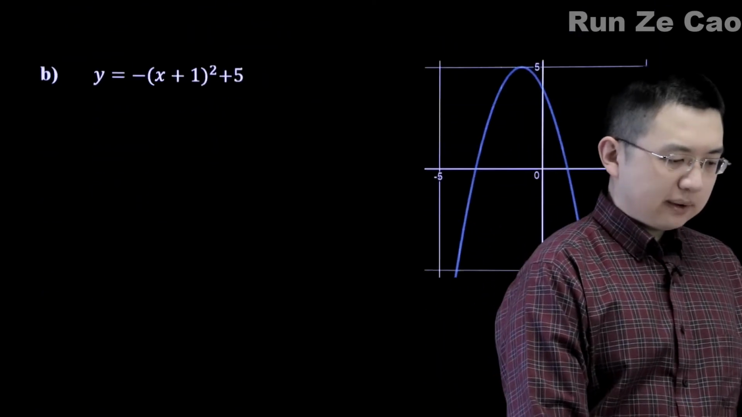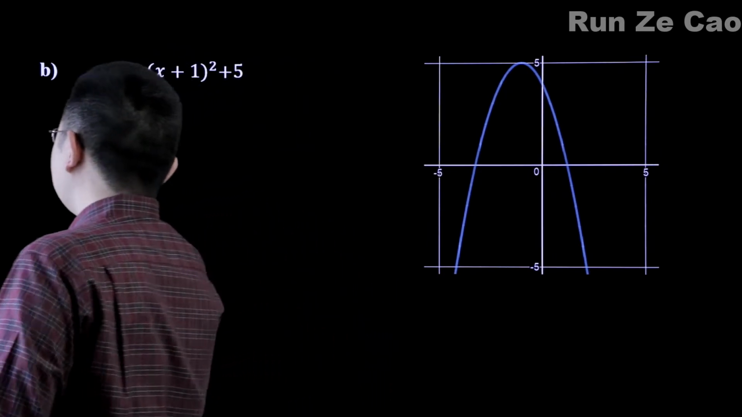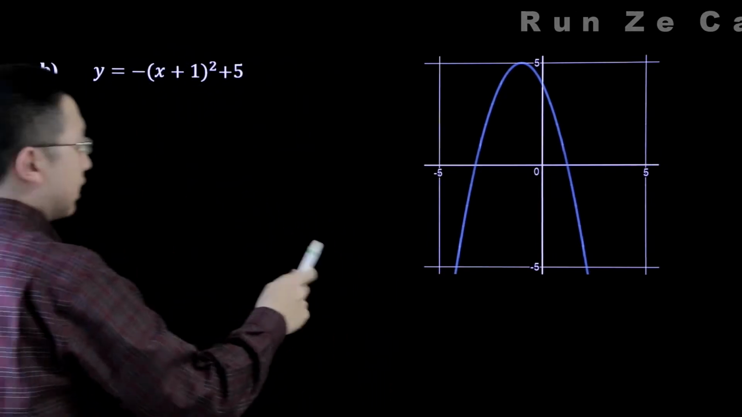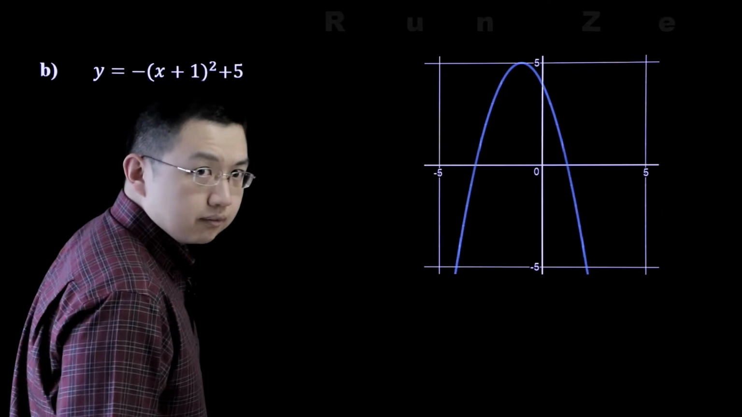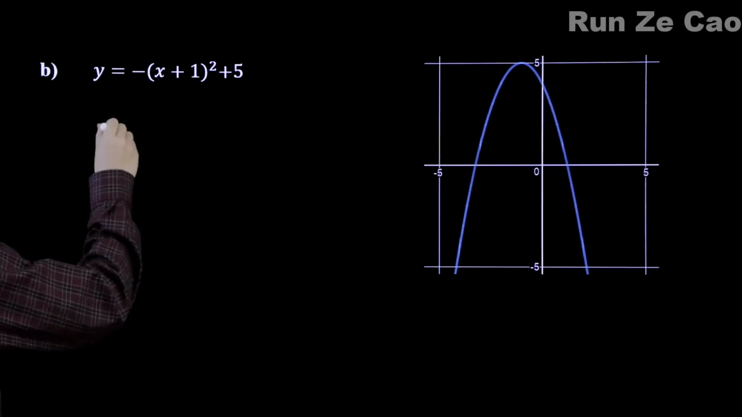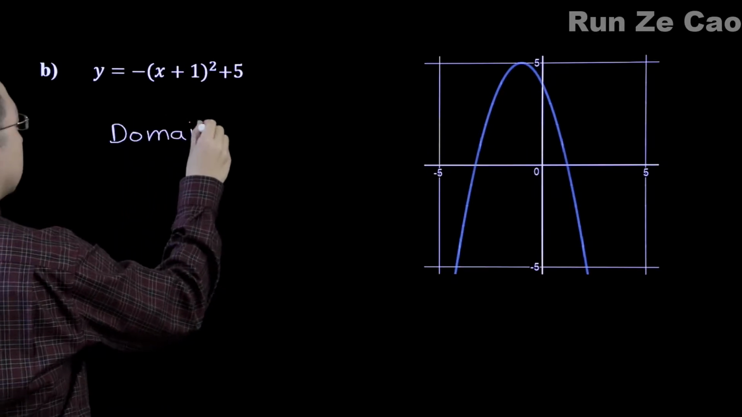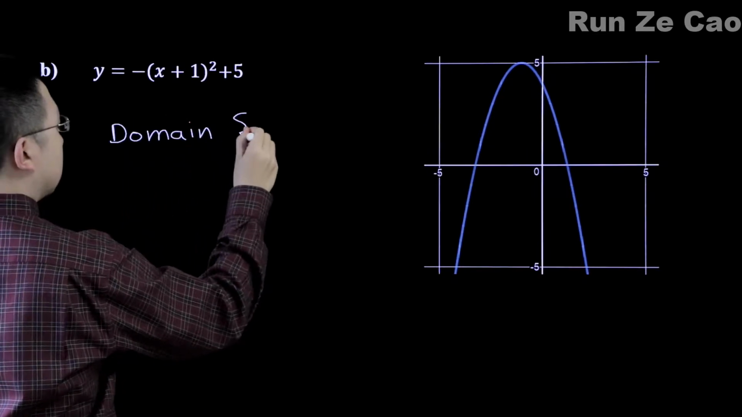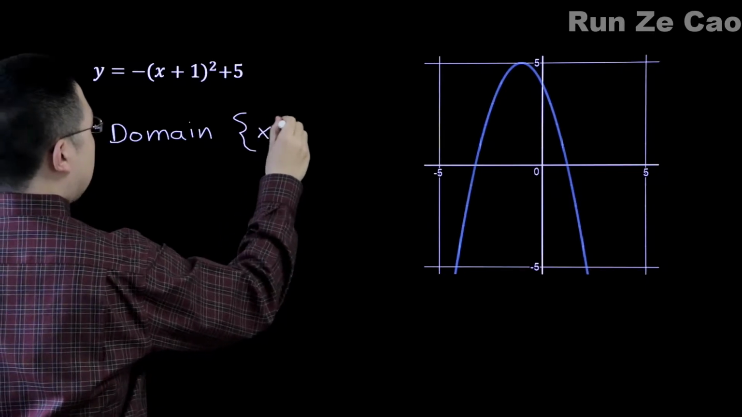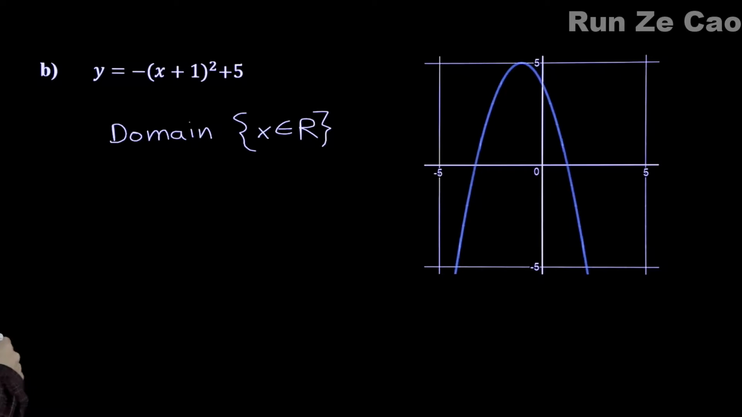So, what about this one? Well, we see that for any value of x, this thing has a value of y. Therefore, the domain is, as previously, x is an element of the real numbers.